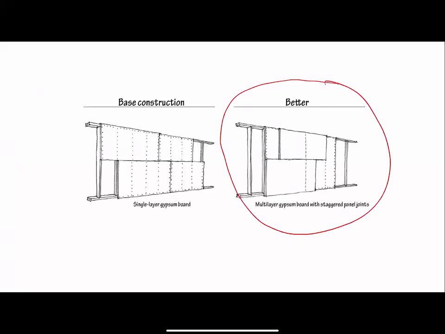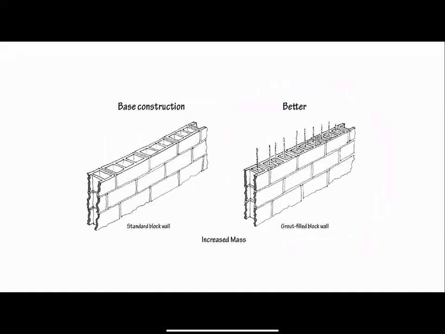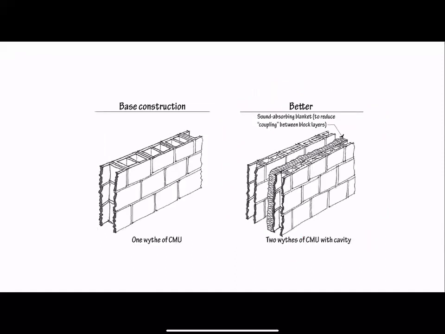And it means it's also better because you can stagger the seams. And because we can stagger the seams, we can make it more airtight. Likewise, CMU has a pretty good profile in terms of its ability to keep sound out. But ground-filled CMU does a lot better, especially in low frequencies where you have a mechanical room on one side and a classroom on the other. So we can make it more massive, we can do better.